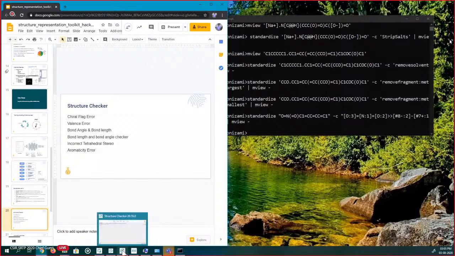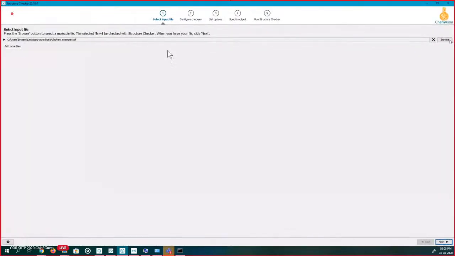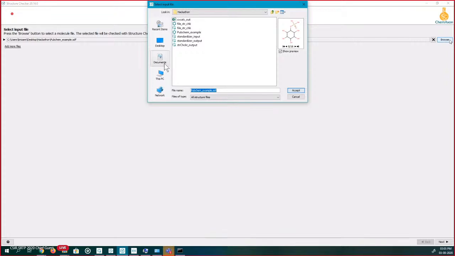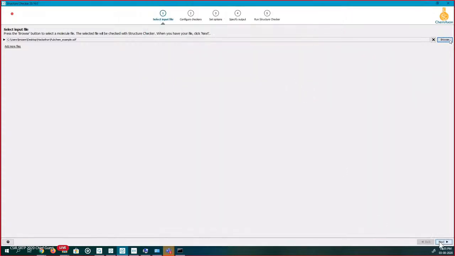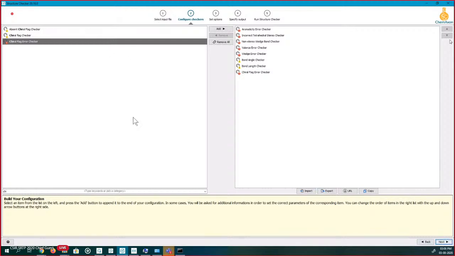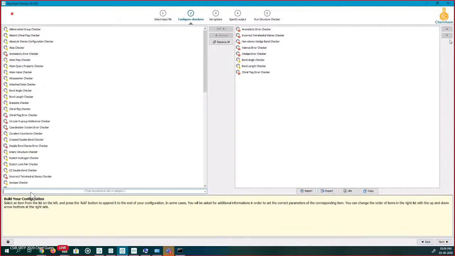So I am going to start the GUI for structure checkers, which looks somewhat similar to the standardizer, in that it asks for an input molecule. So I will go ahead and browse my input molecules, which are, I think, let's use this example. These are a few molecules I downloaded from PubChem and they are in an SDF format. I will accept this, and the next window you might identify as similar looking, but these actions are not the standardizer actions now. These are the structure checker actions.